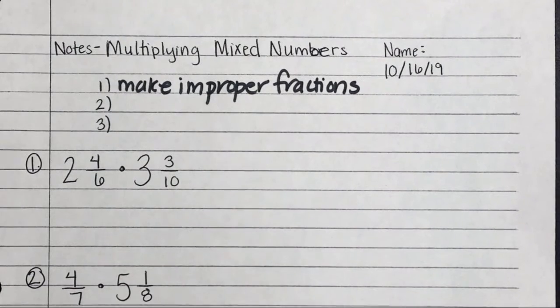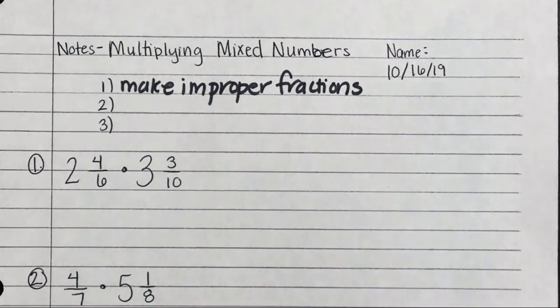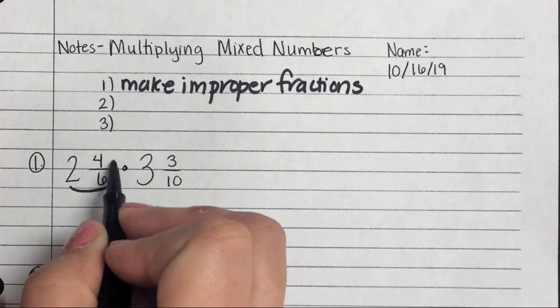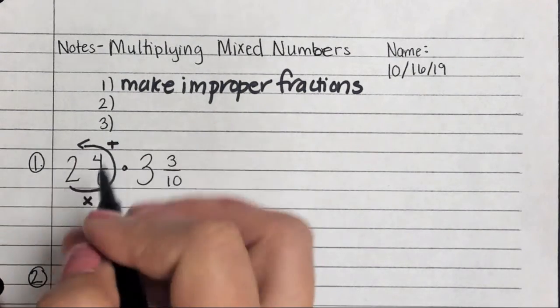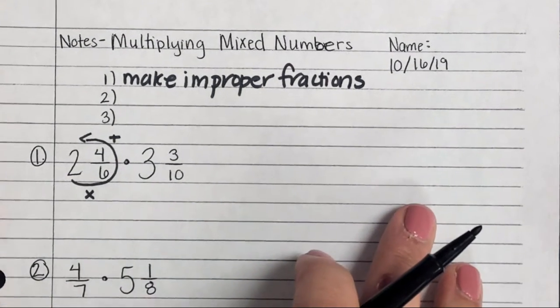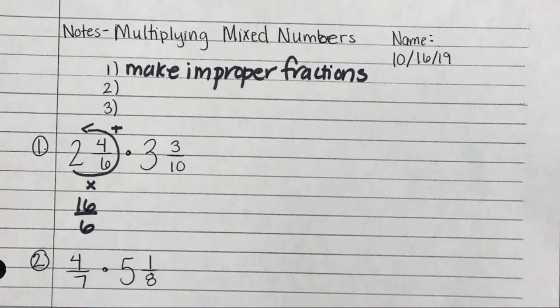So, you did do this last year. We're doing, you could call it a C, a backwards C, whichever direction you want to do it. But we are multiplying our whole number times our denominator plus our numerator. So 2 times 6 gives us 12 plus 4? 16. And your denominator stays the same.